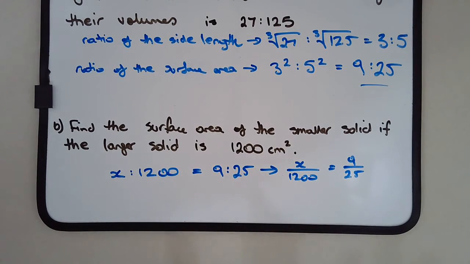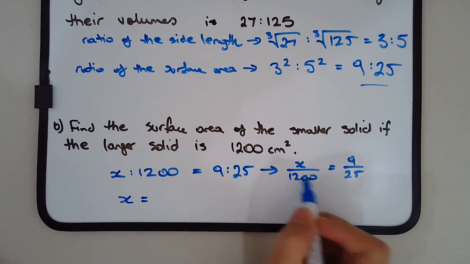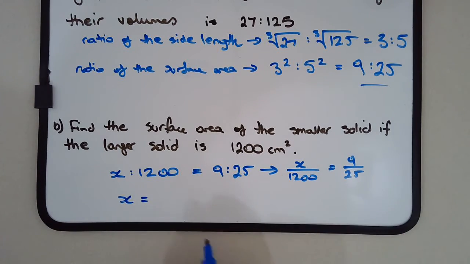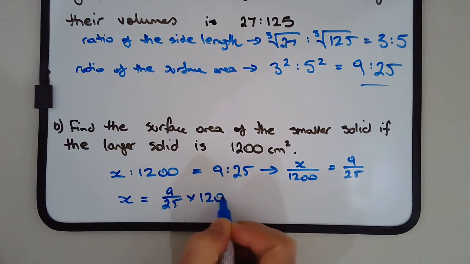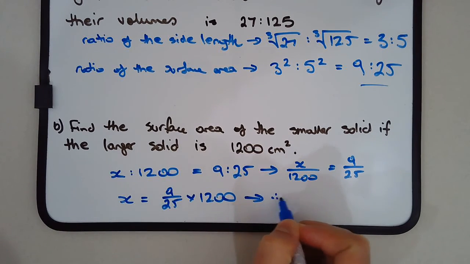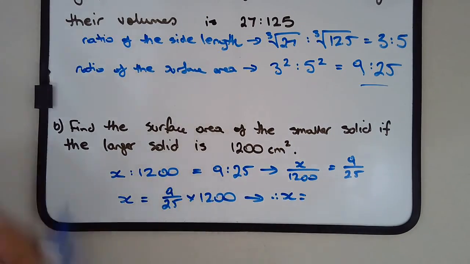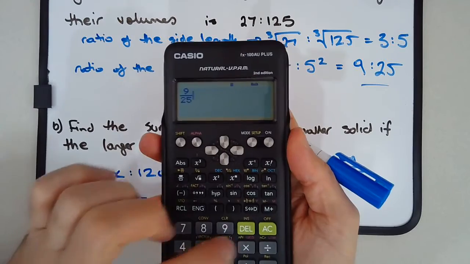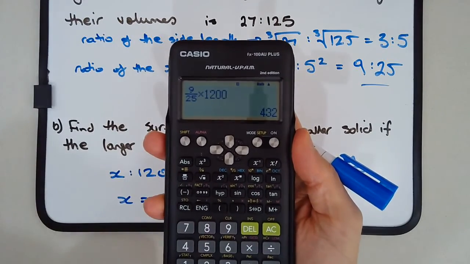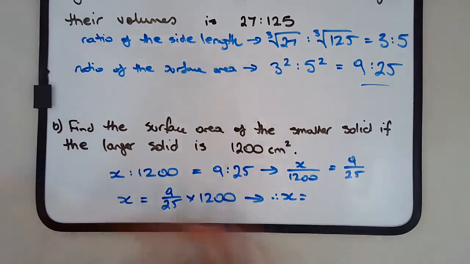Okay. Ratios and fractions are basically synonymous with each other. I mean, they work in very similar ways. So now to solve for X. So X is equal to, just move the 1,200 over the other side by multiplication. So it's going to be 9 over 25 multiplied by 1,200. Therefore, X is equal to 9 over 25 multiplied by 1,200. And we get 432.